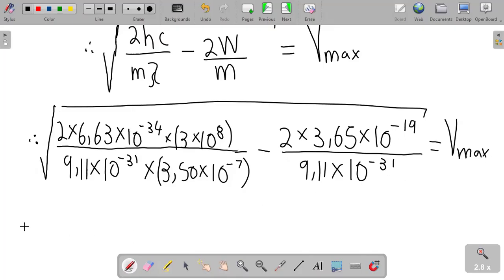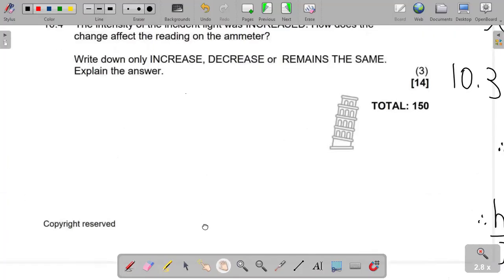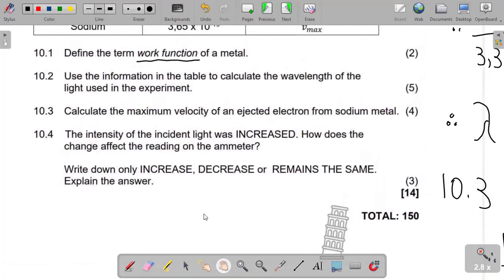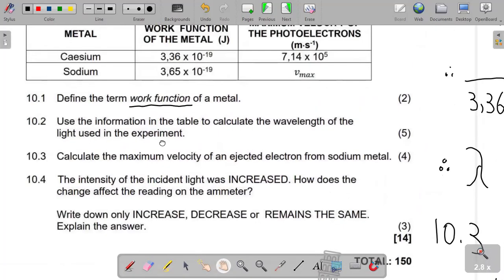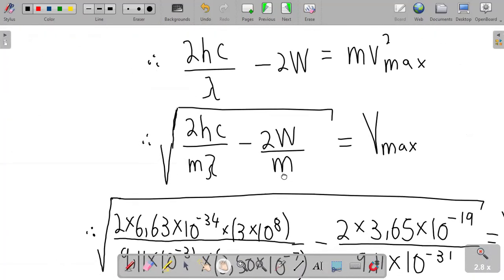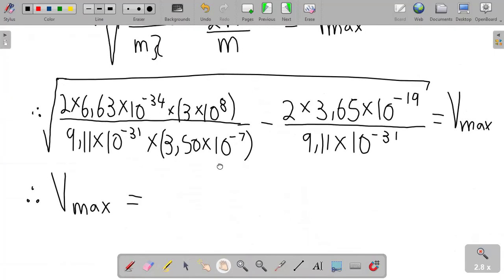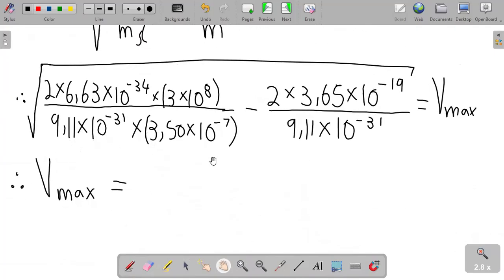So then you just have to use your calculator there. So then Vmax equals to, so you put everything here inside a calculator. Okay. The square root includes everything. So the work function there, let me just double check. Is it 3.65? Yes, it is 3.65, 10 negative 19. So we put all that into a calculator.